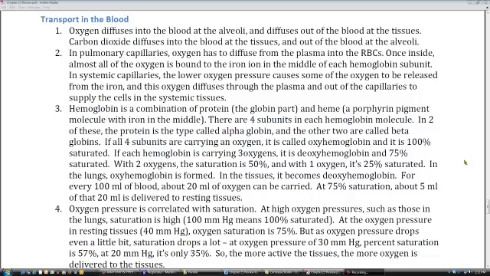We describe the amount of oxygen being held by hemoglobin as a percentage. If each hemoglobin is carrying 4 oxygens, it's full. It's 100%, and we say it's saturated because it's full. If it's carrying 3 oxygens when it could carry 4, we say it's 75% saturated. So with 2 oxygens, it's 50%. With 1 oxygen, it's 25%.